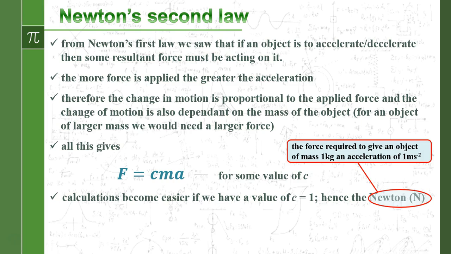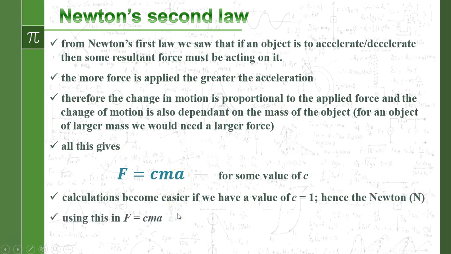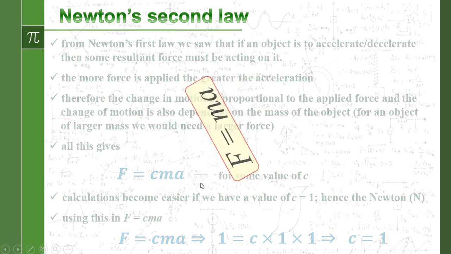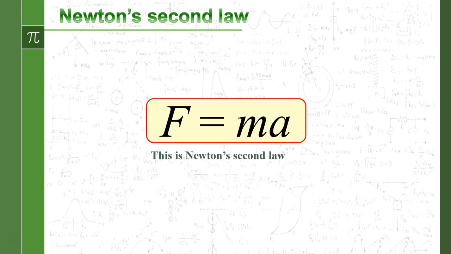He said that the force required to give an object of mass 1 kilogram an acceleration of 1 meter per second squared is what the newton is. So if we have a look at what that does to our equation, if we put a force of 1 newton in here, a mass of 1 kilogram, an acceleration of 1 meter per second squared, you can see we've got c equals 1. And if c equals 1, that thing there still exists, but 1 times mass times acceleration, we don't need to use it. So it essentially gives us Newton's second law: force equals mass times acceleration. And like I said, that is going to be underpinning virtually everything we do from here on in. Genius.